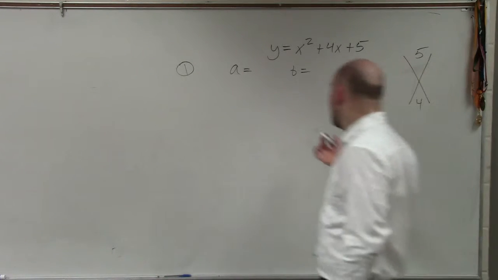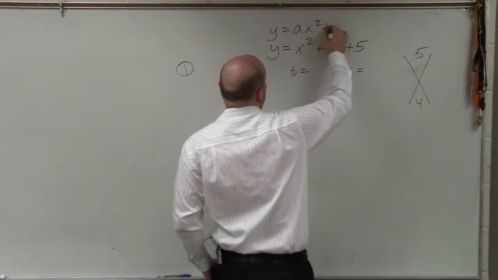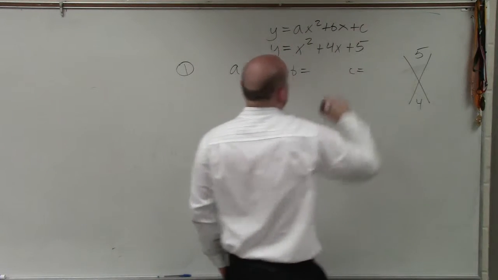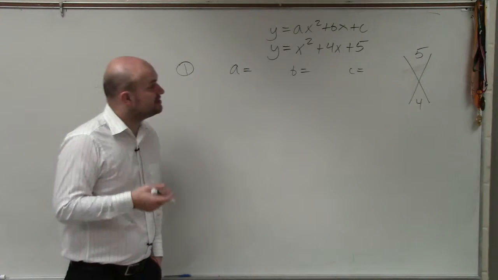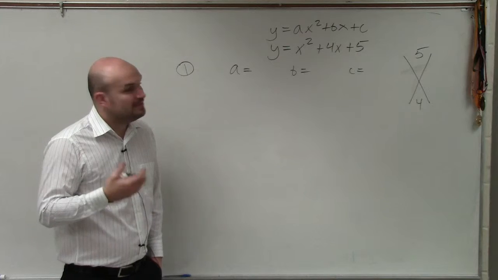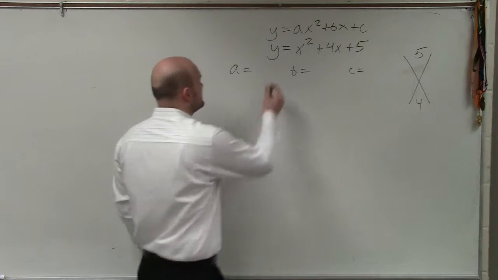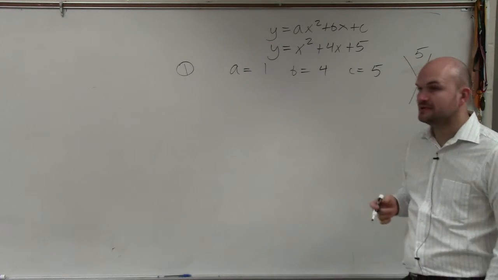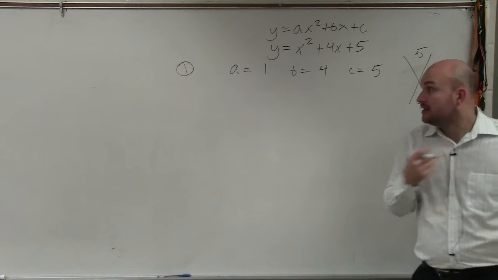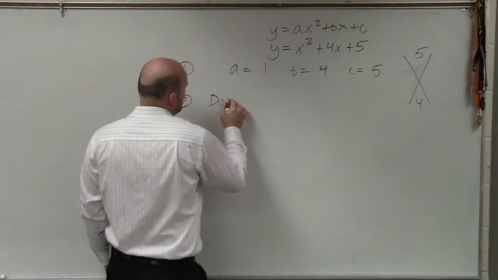So our a in this case is, if you guys remember, what is a, b, and c? A comes from the standard form of our equation. y equals ax squared plus bx plus c. So a is your coefficient of your quadratic term. b is your coefficient of your linear term. And then c is your constant. So in this case, I have 1, 4, and 5.